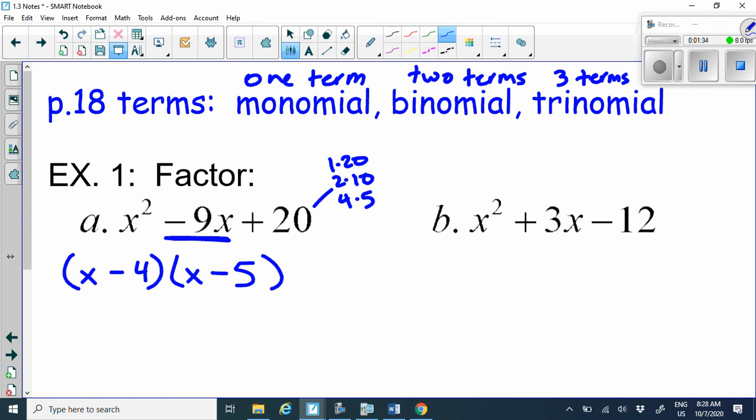We have x squared plus 3x minus 12. We are going to do the same thing. We need to find numbers that multiply to 12. So we have 1 and 12, 2 and 6, 3 and 4. And we need to find a pair that will add up to 3. Well, actually, we look at any of these, none of these actually add up to a 3. So that means this is going to be non-factorable.